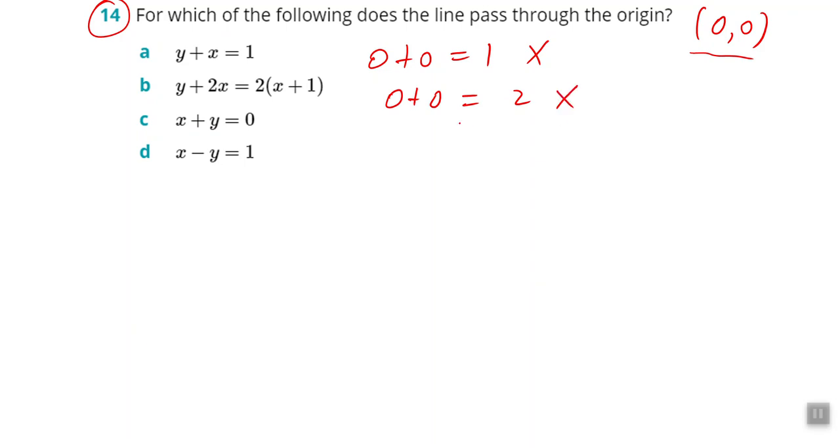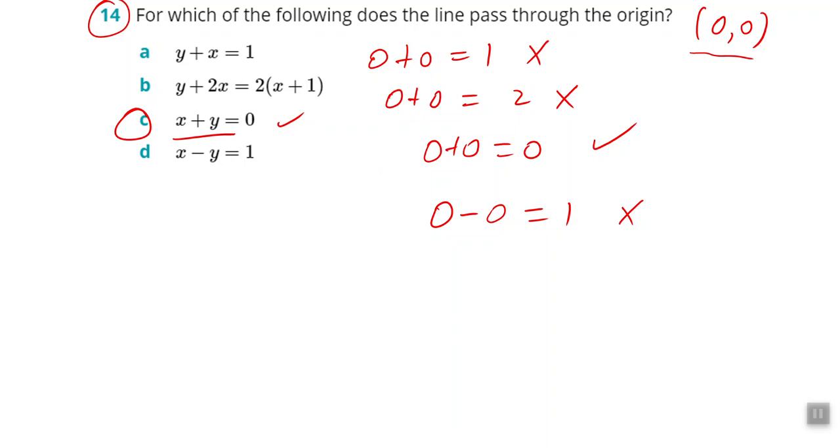That's not true either. If I sub (0, 0) into the third equation, 0 plus 0 equals 0, yes, that's correct. So this one's correct so far. Next one, 0 minus 0 equals 1. That's not correct. So the only equation that passes through the origin is x plus y equals 0.